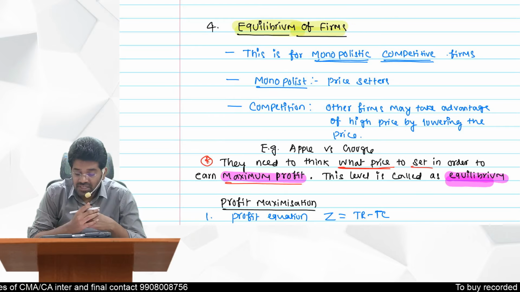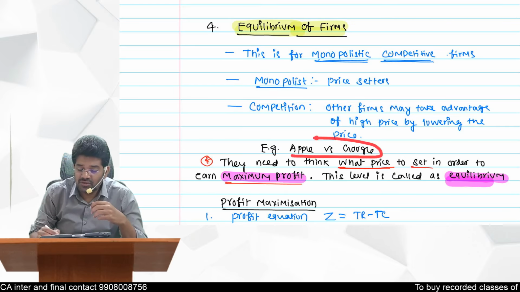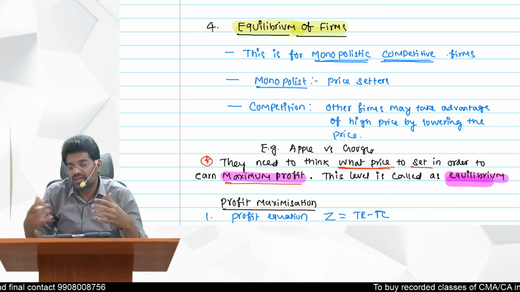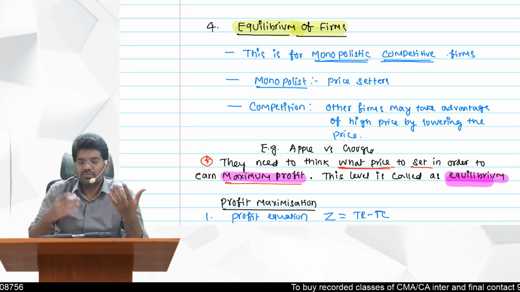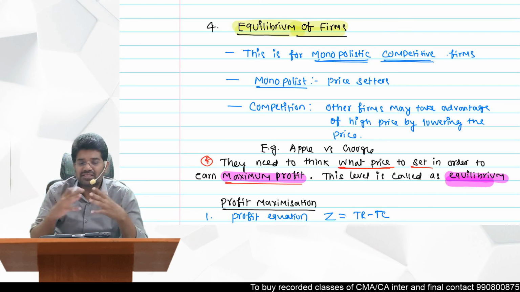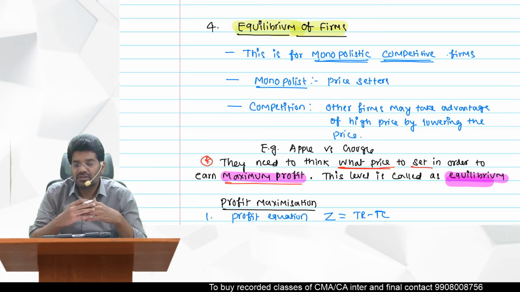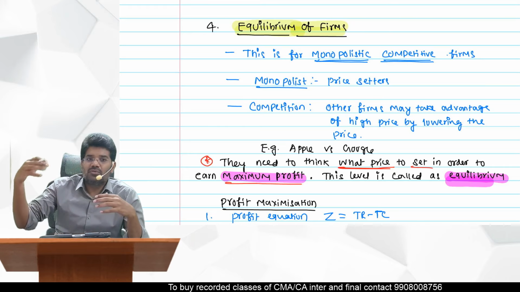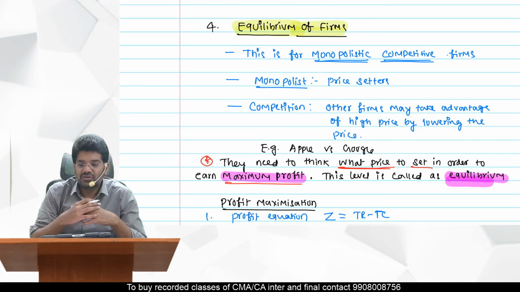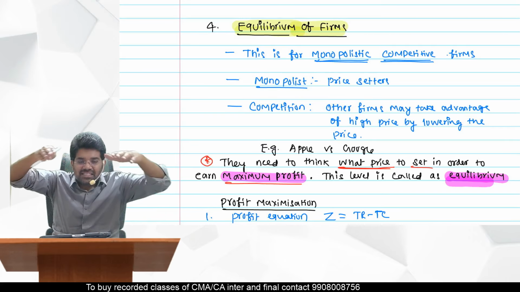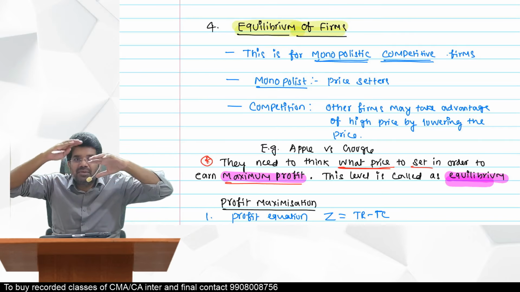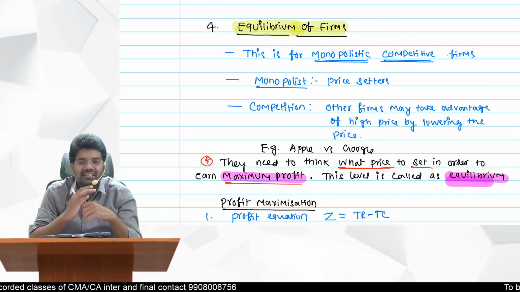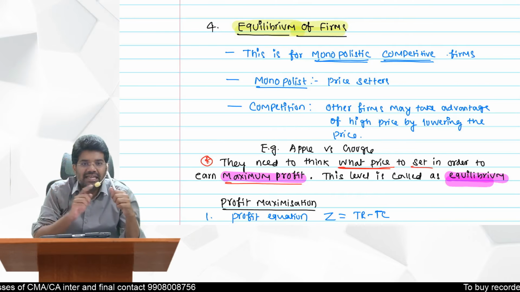For example, you can take Apple versus Google. Apple phone, Google phone, compare. If Apple increases the price, probably Google might reduce the price, at a lower price they might do, so that the revenue will increase. This segment example is monopolistic, because that premium is offered by very few players. That is a monopolistic industry.